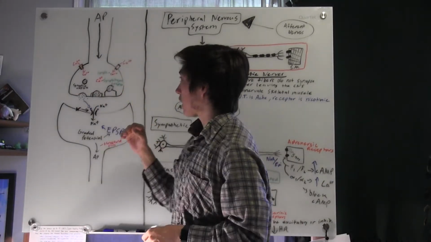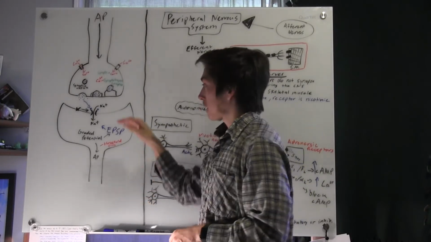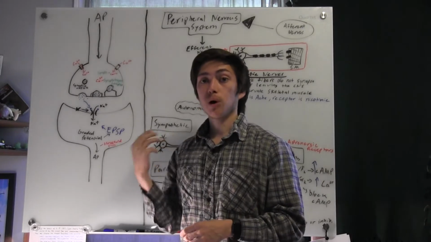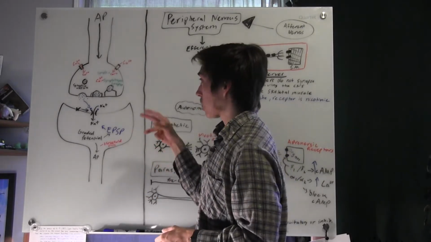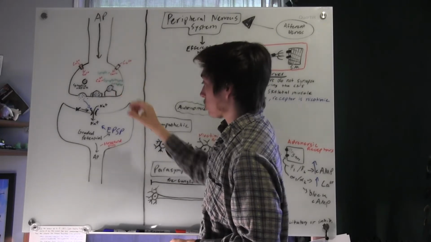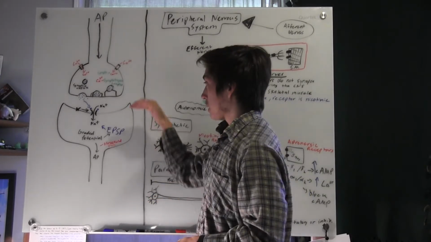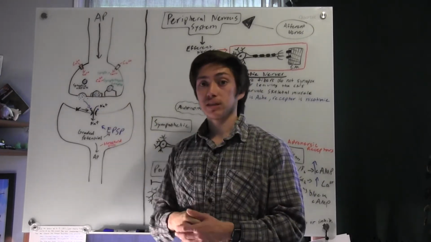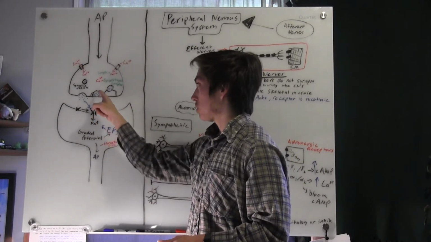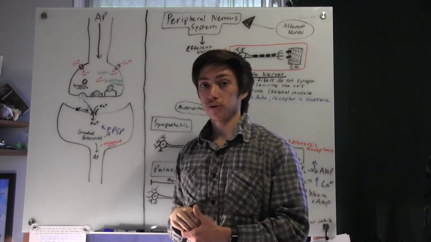So right here, I have drawn a terminal bouton from the preganglionic neuron synapsing with a dendrite from the postganglionic neuron. Now, another way that we can call these is the pre-synaptic membrane for the terminal bouton and the post-synaptic membrane for the dendrite. The area in between them is known as the synaptic cleft, and that's how the neurotransmitter is going to travel from the pre-ganglionic neuron to the post-ganglionic neuron.